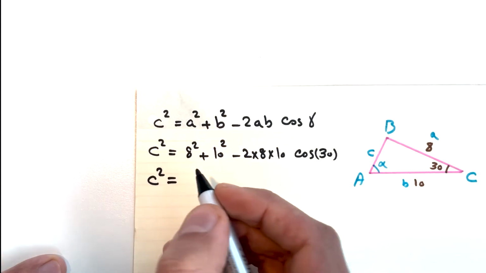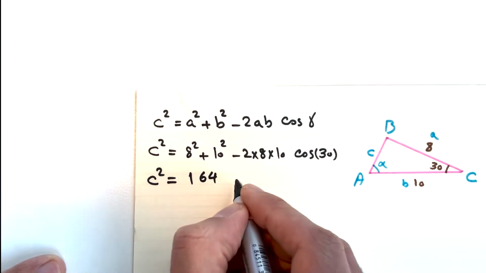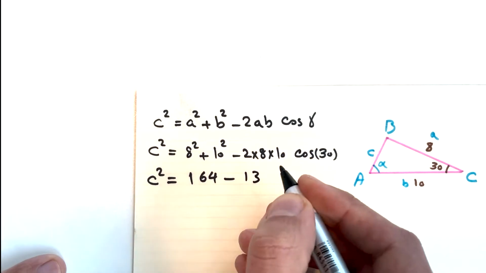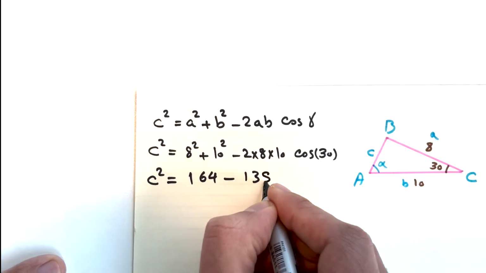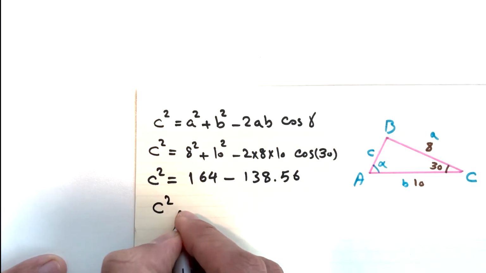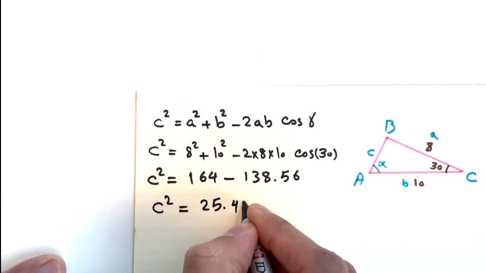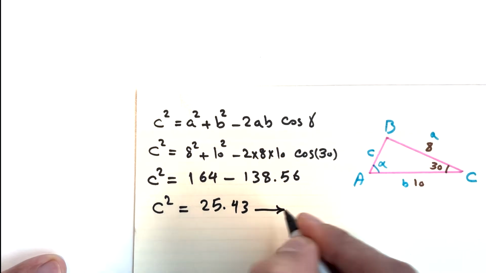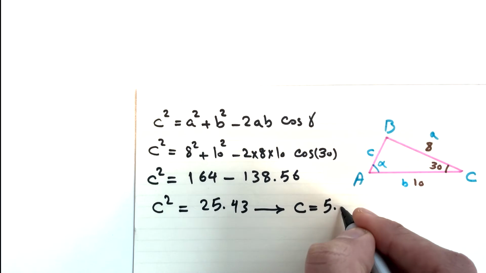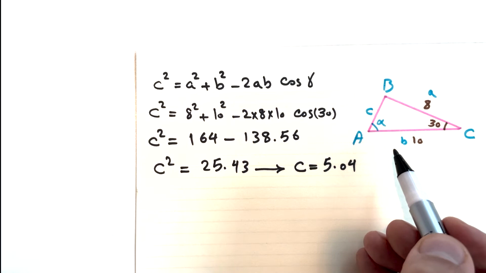Then I have C square is equal to 164 minus, and if you calculate this, you'll have a number like 138.56, and then C square is equal to 25.43, which means C is 5.04. So now I want to find the alpha.